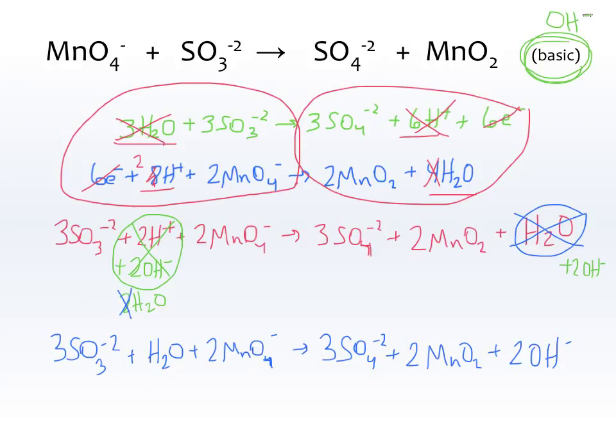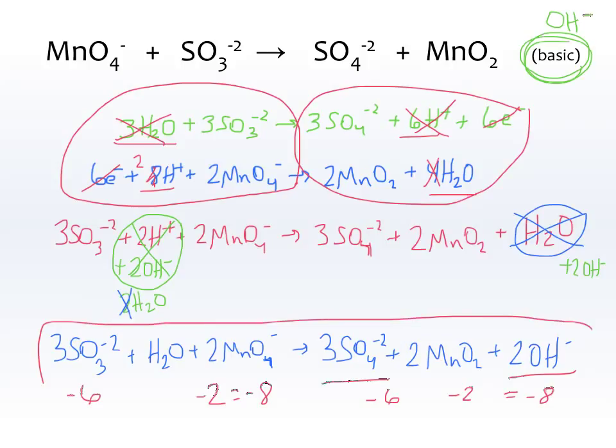Now all we need to do is cross our fingers that the charge is canceled like it should. 3 negative 2s is a total of negative 6. And 2 negatives minus another 2, that's a total of negative 8 on the reactant side. Over here we have 3 negative 2s, that's a total of negative 6, plus 2 negative 1s, that's negative 2 more, which is a total of negative 8 on the product side. Hey, negative 8 equals negative 8, and this reaction is balanced.